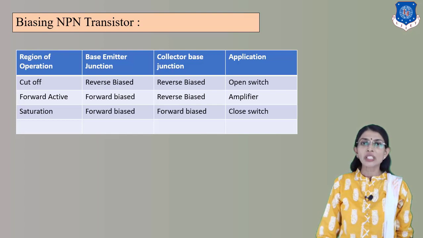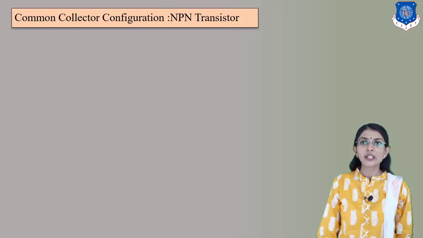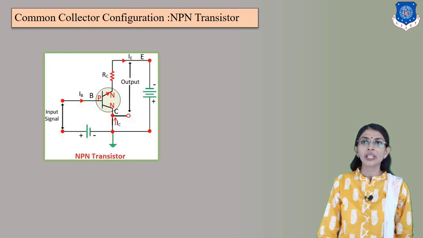If the base emitter junction, the input junction, is forward biased and the collector base junction, the output junction, is reverse biased, then transistor is operated in active region and it is used as an amplifier. In today's lecture, we will study about the common collector circuit diagram, input characteristic and output characteristics for NPN CC configuration. Look at this. This is the circuit diagram of NPN common collector configuration.